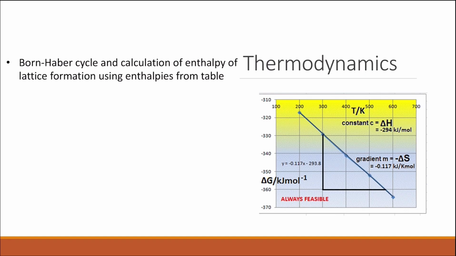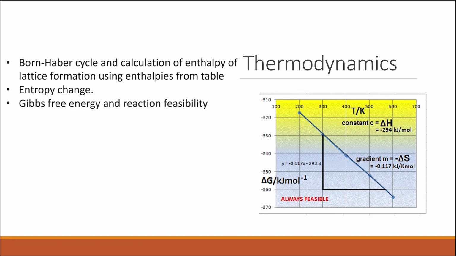Sometimes they give you the enthalpy of formation, lattice formation, and ask you to calculate a different one that is missing from the Born-Haber cycle. So you just need to work through the different enthalpies provided to get, using Hess's law, of course, to get to the missing one. Entropy change as well, one of the main topics, and I would think that this year there will be something about the entropy change.